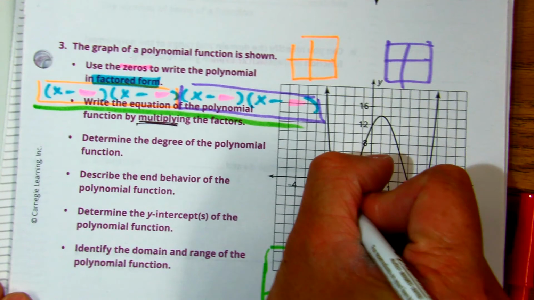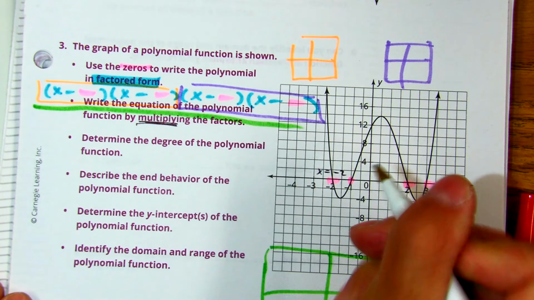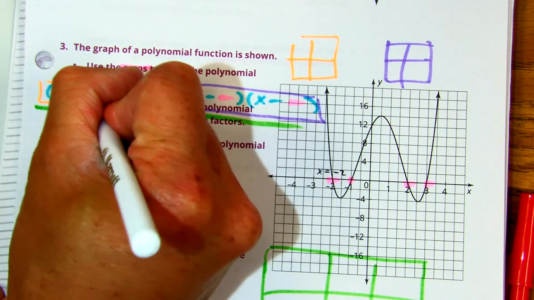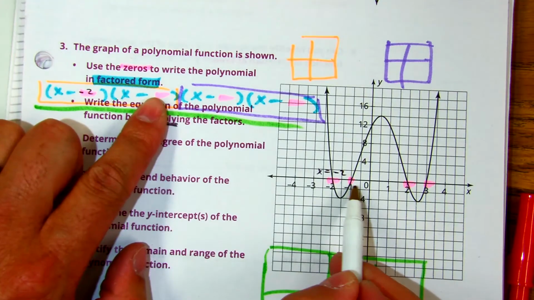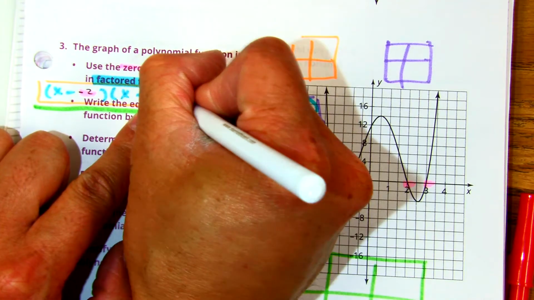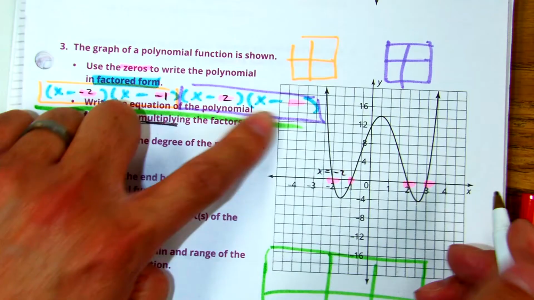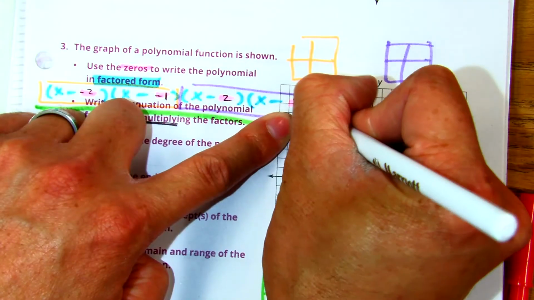X equals -2. You're putting in -2 here. This one's going to be x equals -1, x equals 2, and x equals 3. Raise your hand if you got that.